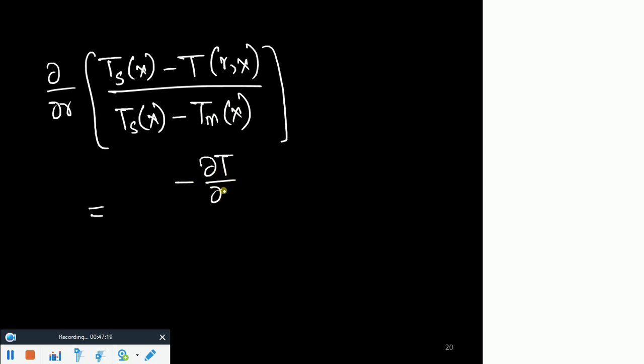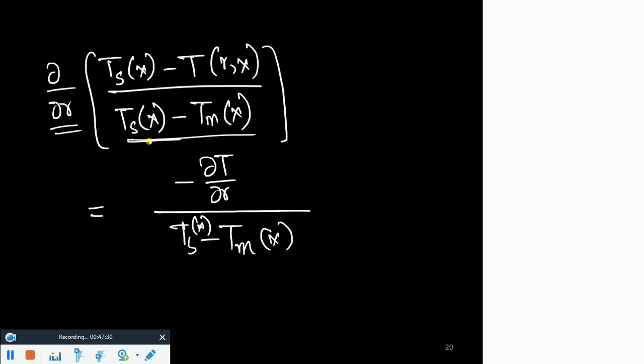Minus partial T by partial r over Ts(x) minus Tm. Why? Because I am considering the derivative with respect to r. All the other terms which are a function of x would remain the same. We would treat them as if they are constants. So whether Ts remains the same or does not remain the same, for both the boundary conditions, for the isothermal pipe surface or for the flux condition on the pipe surface, h would not change in the thermally fully developed region.